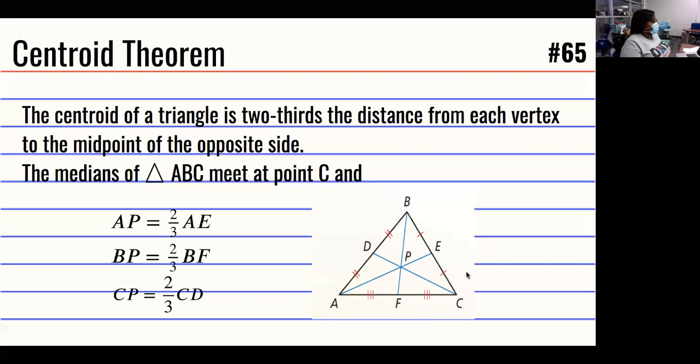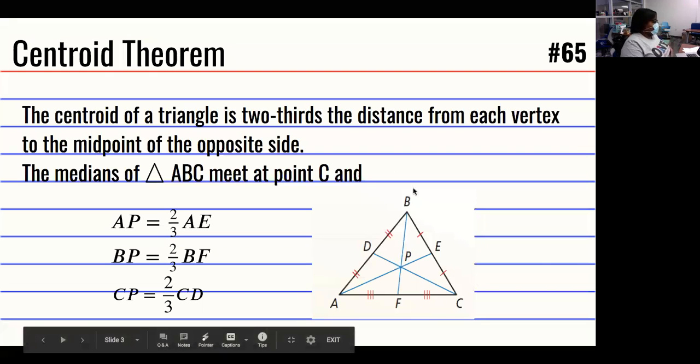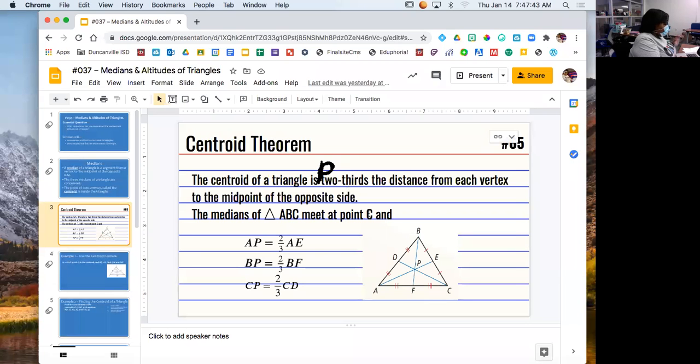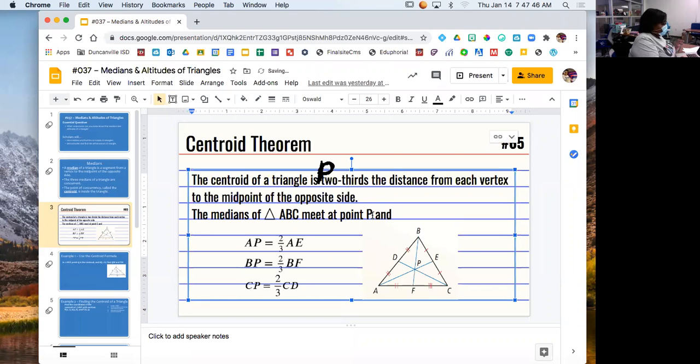Next. So your centroid theorem says that the centroid of a triangle is 2/3 the distance from each vertex to the midpoint of the opposite side. So the medians of the triangle meet at point C. I should say point P, guys, not C. Let me fix that. I'm gonna just write it on there. P. I'll fix the card later. But the medians meet at point P, and so P is going to be my centroid.